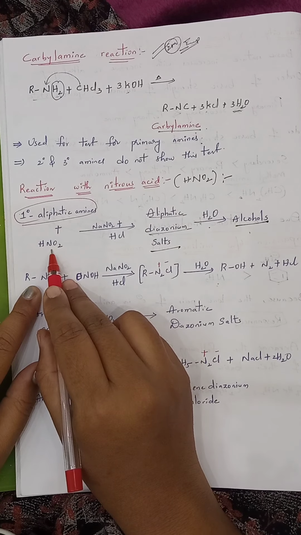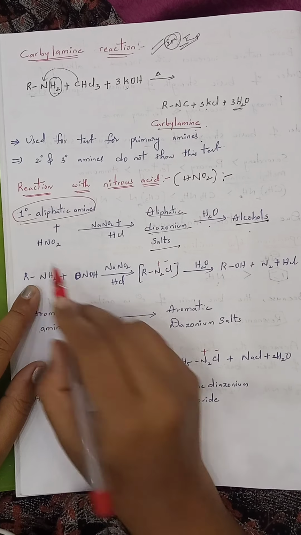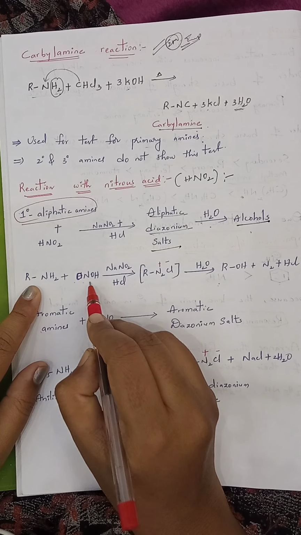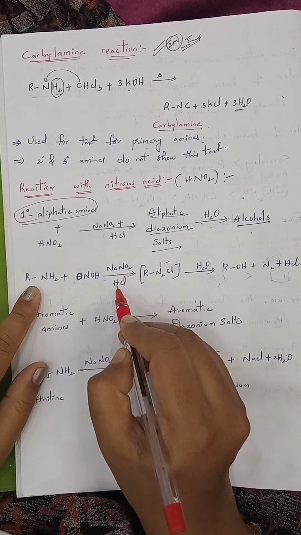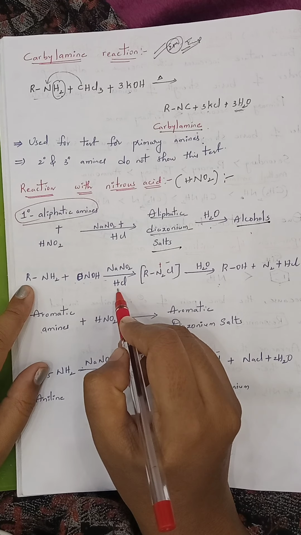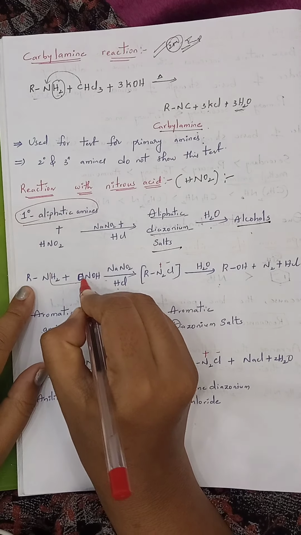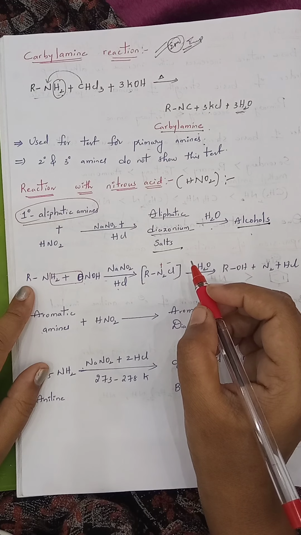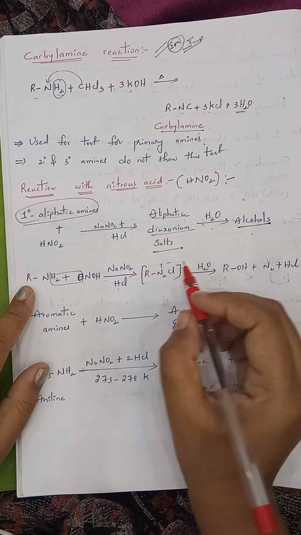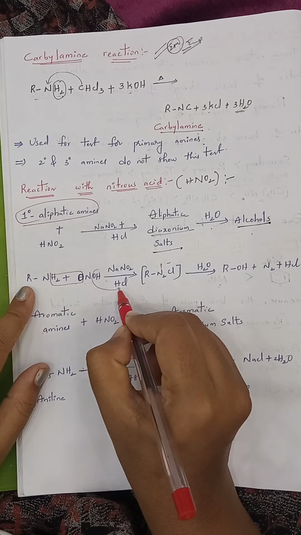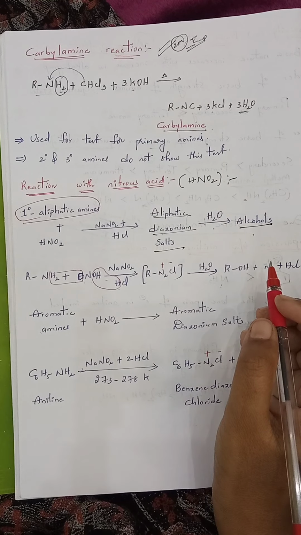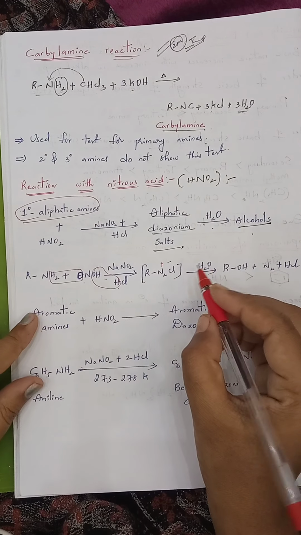Aliphatic primary amines are generally indicated by RNH2. RNH2 when reacting with nitrous acid. Nitrous acid HNO2 we can also write in this form, ONOH. NaNO2 and HCl. First what happens? This H2 and O react, eliminating as H2O. Then this OH and H together eliminate as H2O. 2 moles of H2O are released.